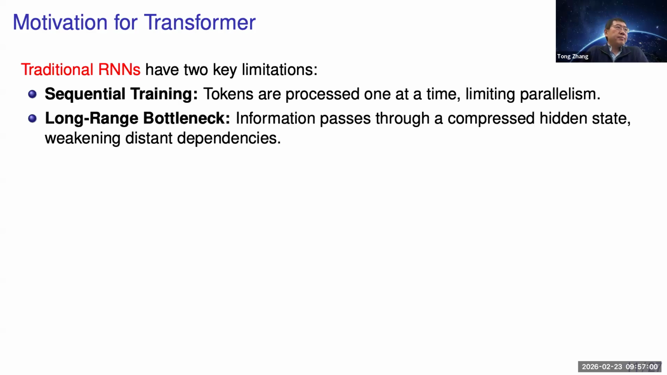Long range bottleneck. This one we just talked about, right? Information is passed through a compressed hidden state. We know this can actually be resolved using attention. So this we just tried to say is number one. So what about the number one? Number one turns out the transformer goes to the extreme in terms of sequence modeling compared with RNN.